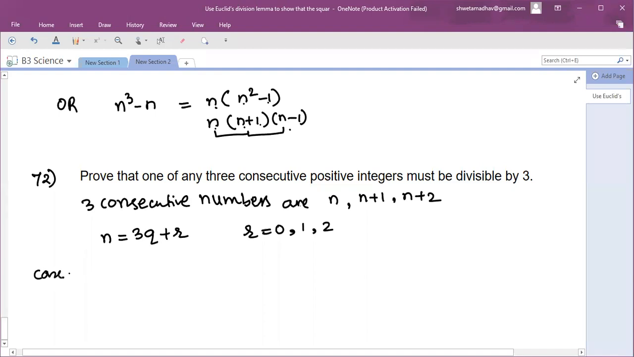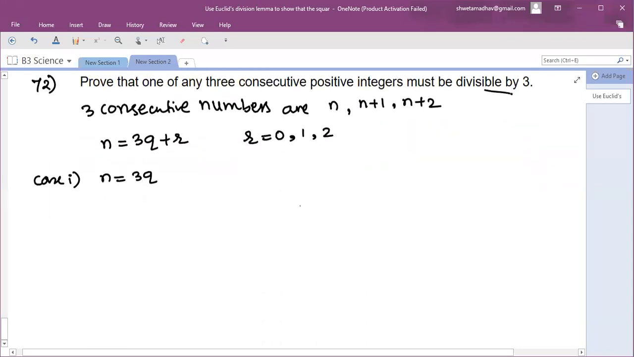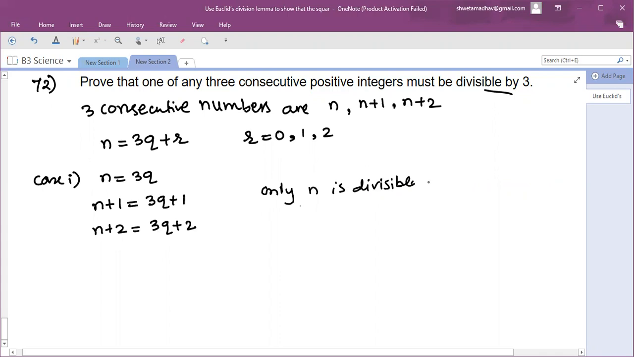Now case 1, n is equal to 3q, because we have to show it is divisible by 3. So we have taken 3q plus r. If n is 3q, what is n plus 1? 3q plus 1. And what is n plus 2? 3q plus 2. Now which one is divisible by 3? 3q. Only n is divisible by 3. Are the others divisible? No, ma'am.